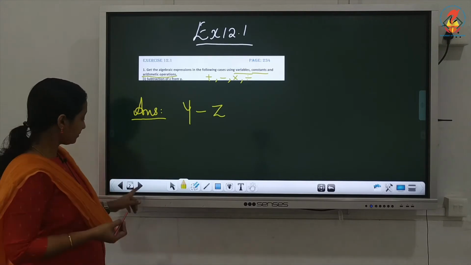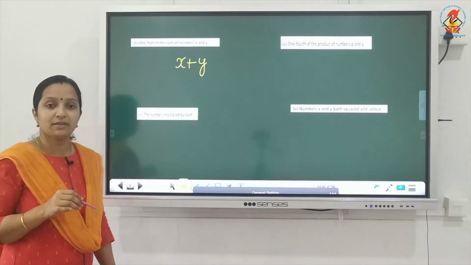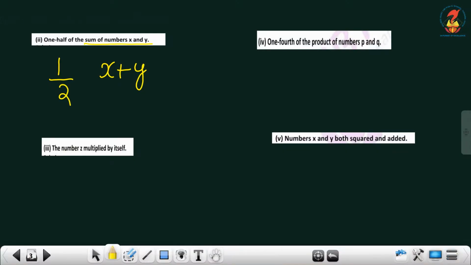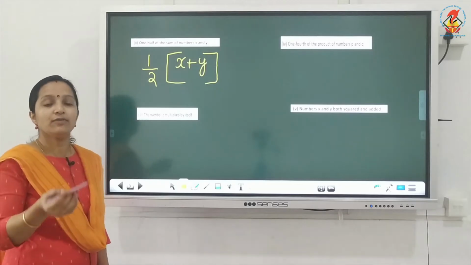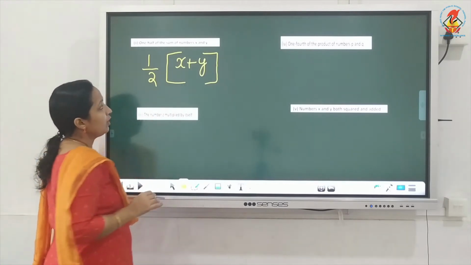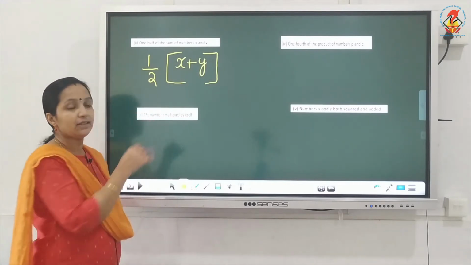Okay, children. Now, move to the next question. 1/2 of the sum of the numbers x and y. And we know that the sum of the numbers x and y means x plus y. Now 1/2. 1/2 of the sum, that means "of" represents multiplication. So how will we write the expression? If more than one term is there, you keep that inside one bracket.